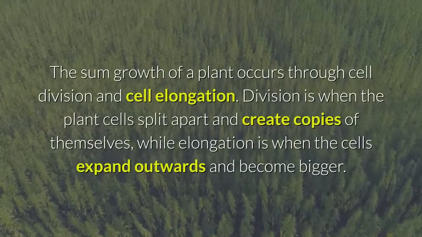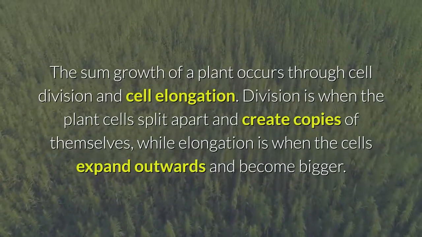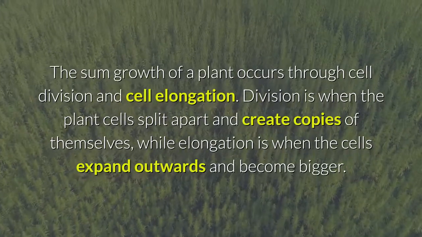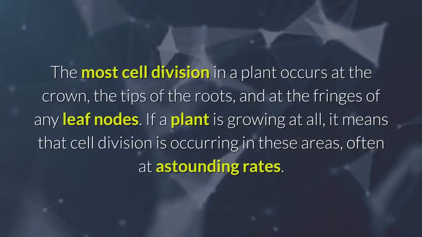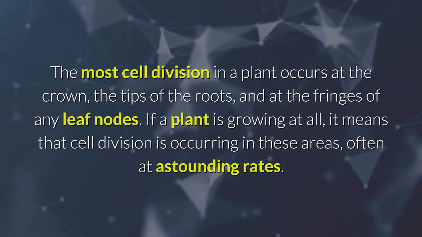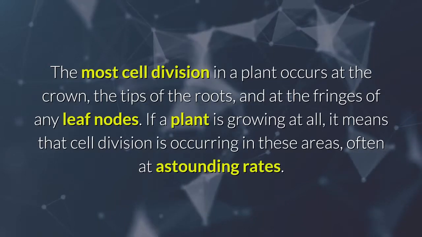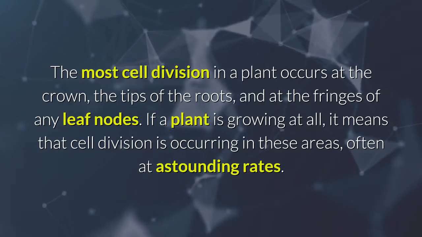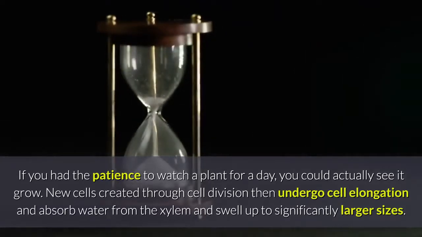The sum growth of a plant occurs through cell division and cell elongation. Division is when the plant cells split apart and create copies of themselves, while elongation is when the cells expand outwards and become bigger. The most cell division in a plant occurs at the crown, the tips of the roots, and at the fringes of any leaf nodes. If a plant is growing at all, it means that cell division is occurring in these areas, often at astounding rates. If you had the patience to watch a plant for a day, you could actually see it grow.